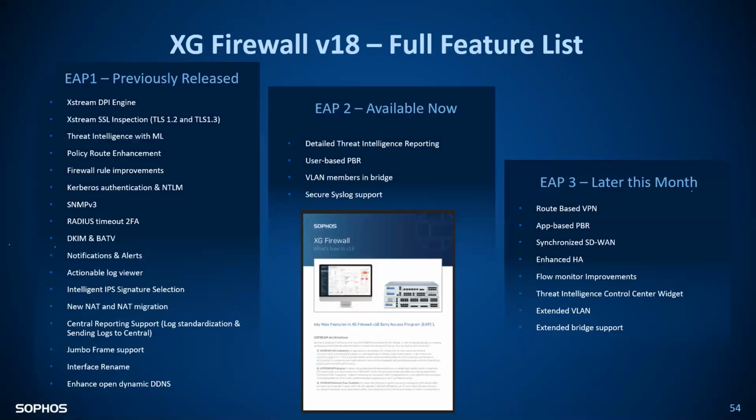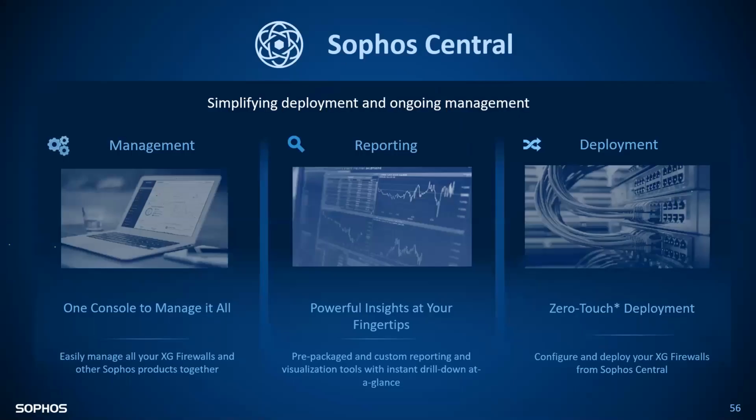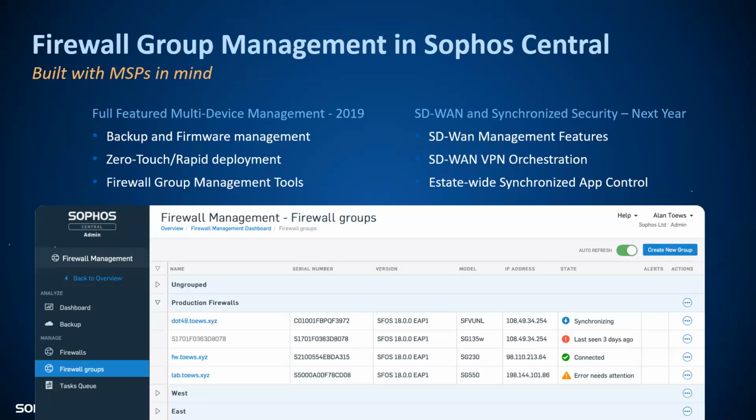Version 18 feature list, as you can see, a hell of a lot of features is there. The route based VPN, application based policy based routing, synchronized SD-WAN, enhanced HA. Then the flow monitor improvement, threat intelligence, global center wizard, extended VLAN on the bridge interface also, extended bridge support. All of them are actually included. And one more thing, which is the Sophos Central that I already told, that is already managed through and deployed through your firewall. I mean the central management part.